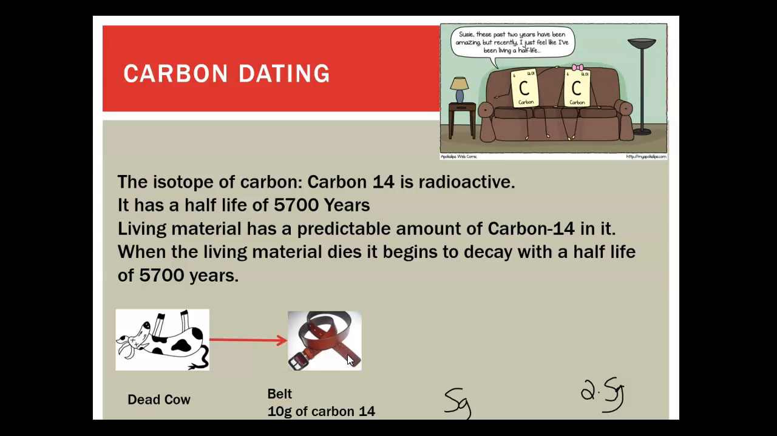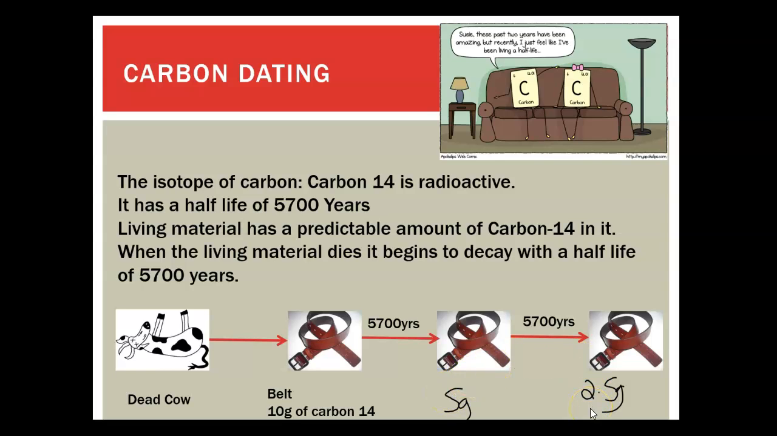It gets buried, okay. After 5,700 years, that is its half-life. So instead of having 10 grams of carbon-14, half of it would have decayed, so it would now contain 5 grams. After another 5,700 years, you've only got 5 grams of carbon-14, so that halves, and now you have 2.5 grams of carbon-14. So if someone comes along and digs up your belt and says, oh, well, if this belt was new, it would have 10 grams, but it's only got 2.5.